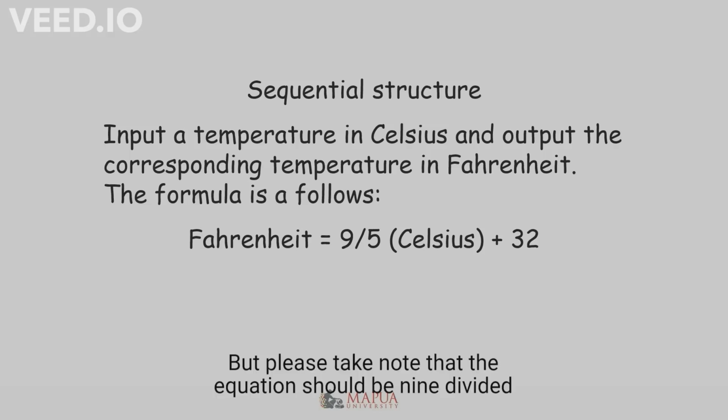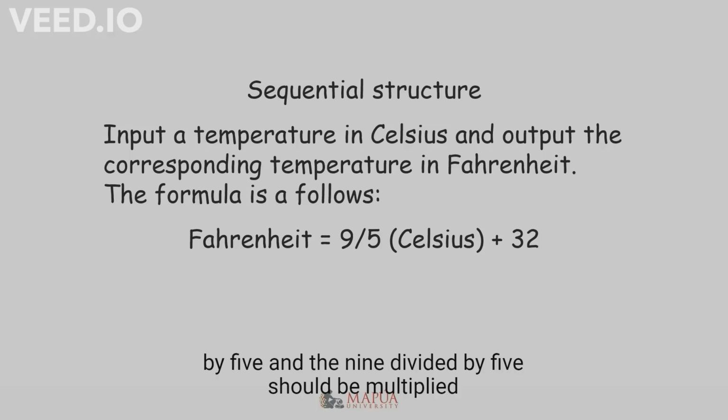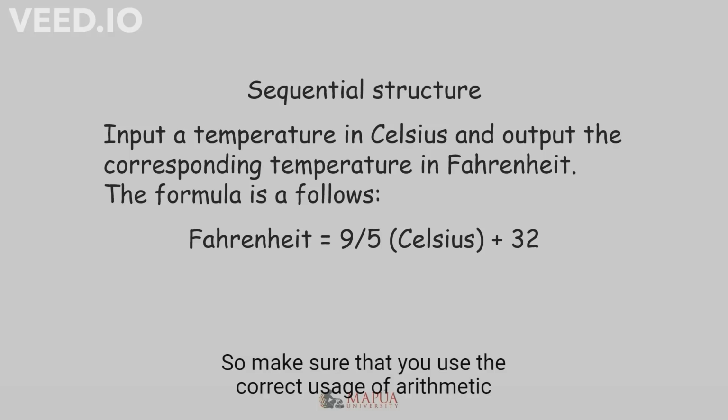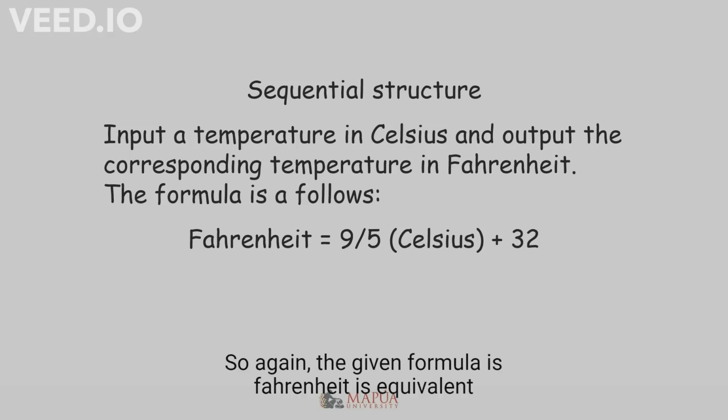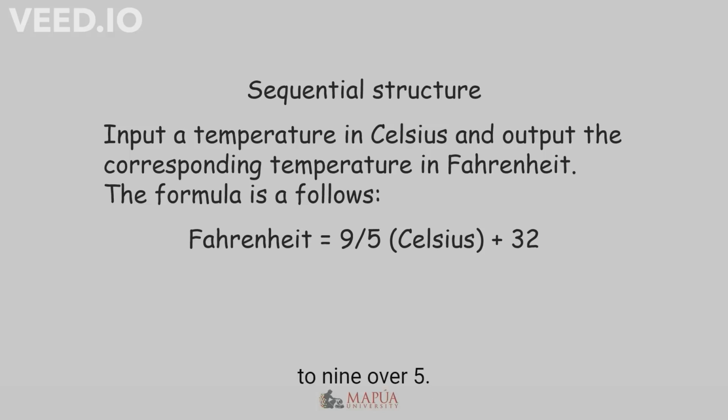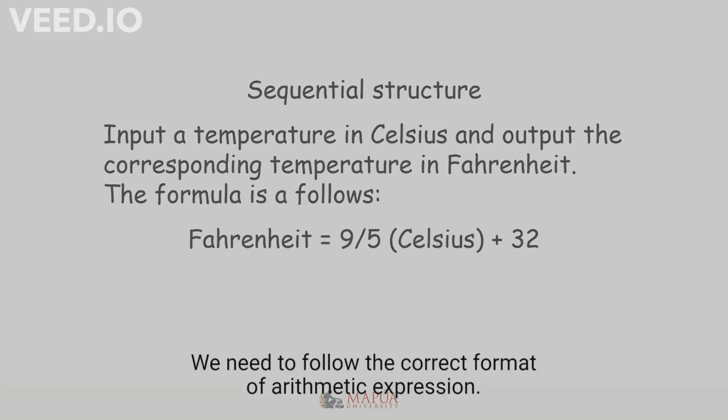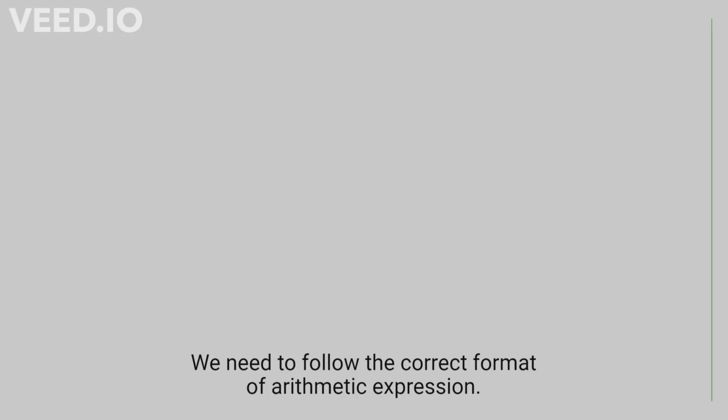But please take note that the equation should be 9 divided by 5, and the 9 divided by 5 should be multiplied to Celsius. So make sure that you use the correct arithmetic expression symbols in doing the flowchart and pseudocode. Again, the given formula is Fahrenheit equals 9/5 parentheses Celsius plus 32. So in this case, we need to follow the correct format of arithmetic expression.